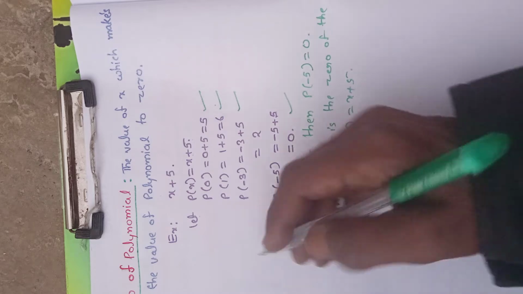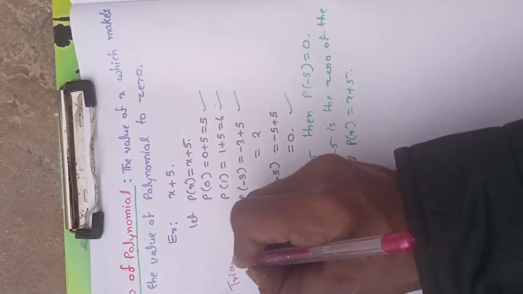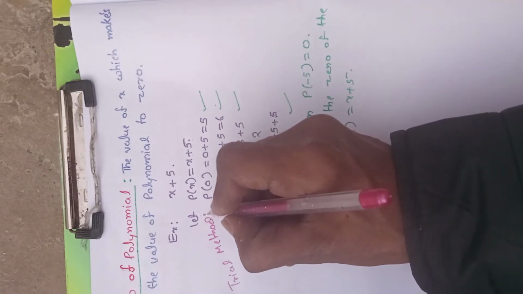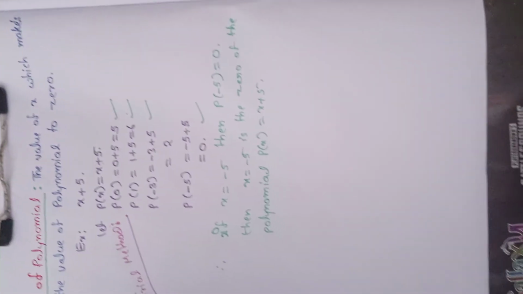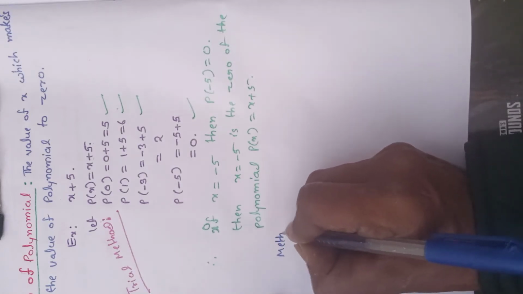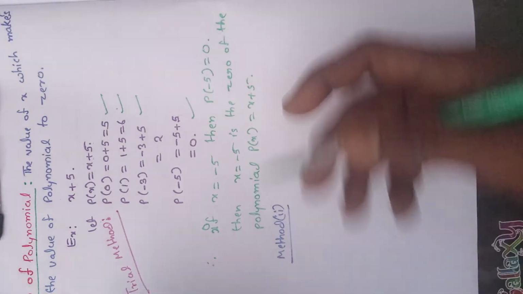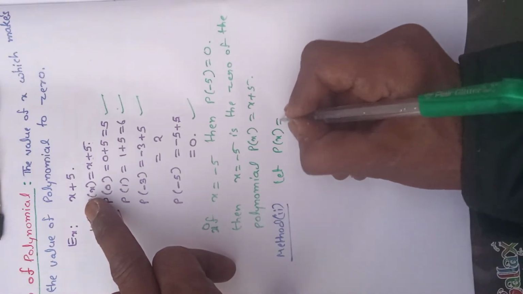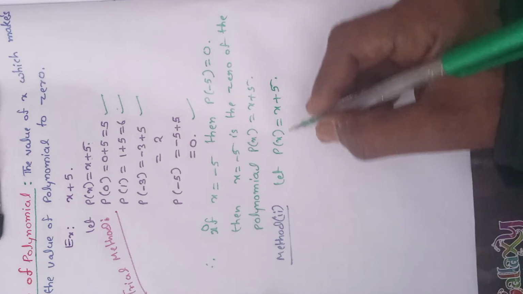Now let us go to the second method. I am writing here, this is the trial method. The first one is the trial method. Now we are going to discuss another method, directly taking the same example only. This is method 2. In method 2, whatever expression is given to us, first we need to assume it as p of x. So I am assuming p of x is equal to x plus 5 here. Then after that we need to find the 0 of the polynomial.